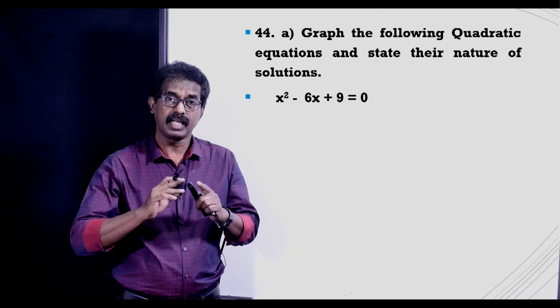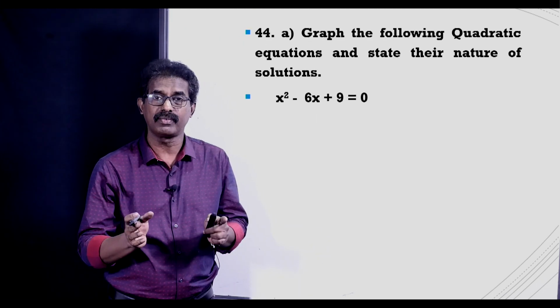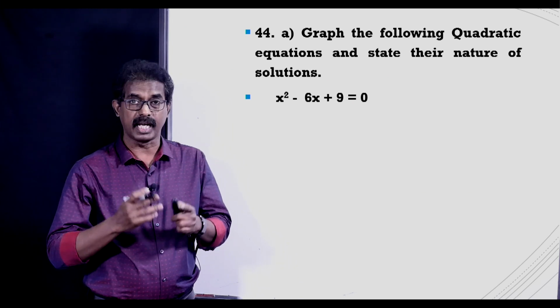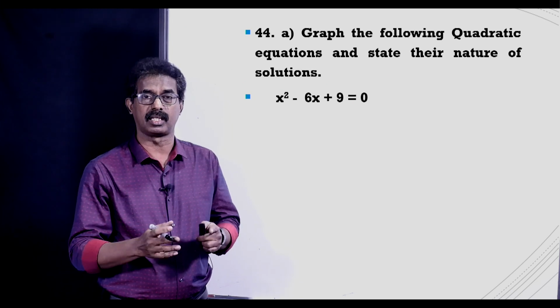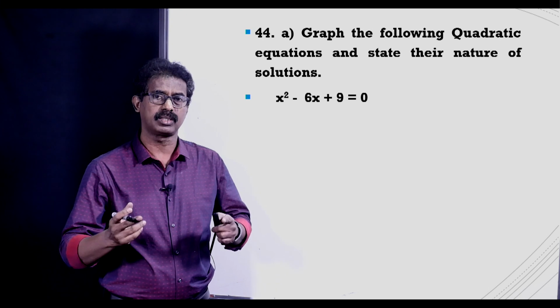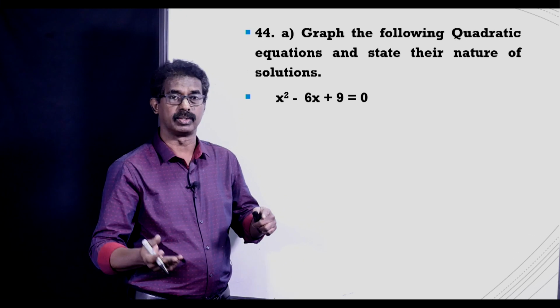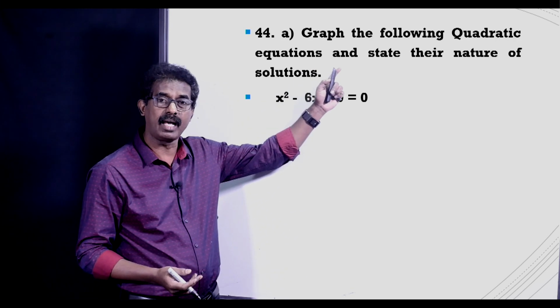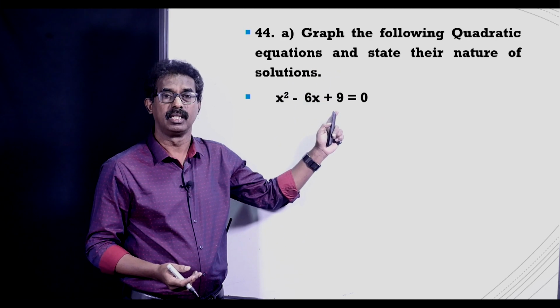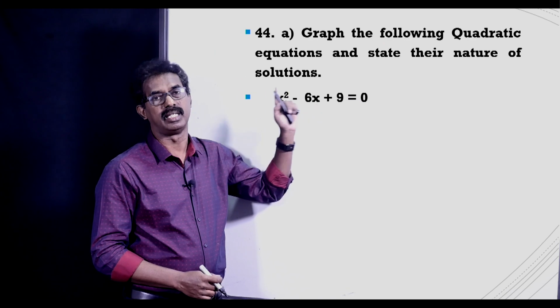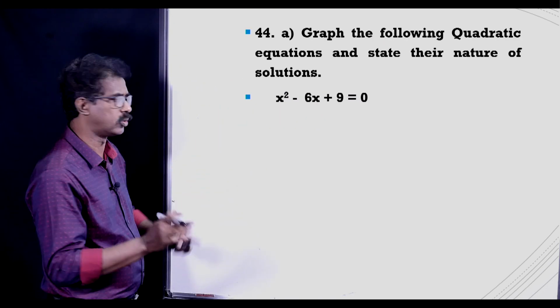So graph, there are 3 types of graphs. In one graph, they'll ask you to identify the nature of roots. Another case, solve graphically. And the last one, draw the graph, using that solve some other equation. Okay, so here what they asked here, graph the following quadratic equation and state nature of solution.